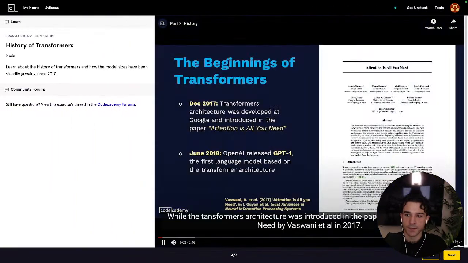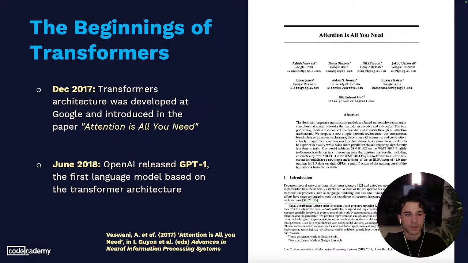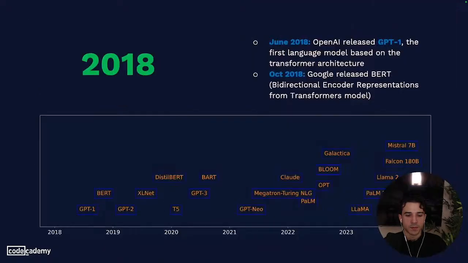While the Transformers architecture was introduced in the paper Attention Is All You Need by Vaswani et al. in 2017, Transformers as language models came a year later in June 2018, when OpenAI released the first iteration of the Generative Pre-trained Transformer, also known as GPT-1. This model was the first of its kind, being able to generate coherent and contextually relevant text. Four months later, Google also entered the LLM space in October of 2018 with their Bidirectional Encoder Representations from Transformer model, or BERT. BERT was designed to understand relationships and dependencies between different parts of text, being able to assist with sentiment analysis, named entity recognition, and extractive question answering.